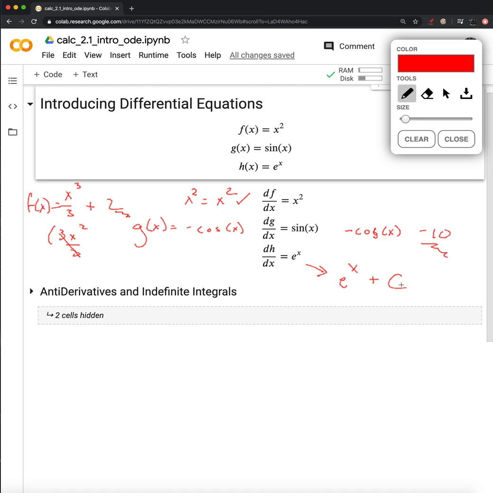So rather than a single solution to these differential equations, we're faced with multiple solutions, an infinite number of solutions. Any constant value plus e to the x, any constant value plus negative cosine of x, any constant value plus x cubed over 3.